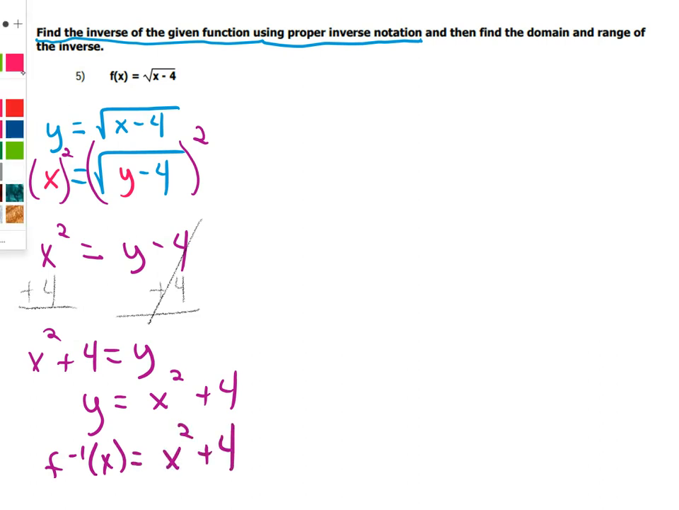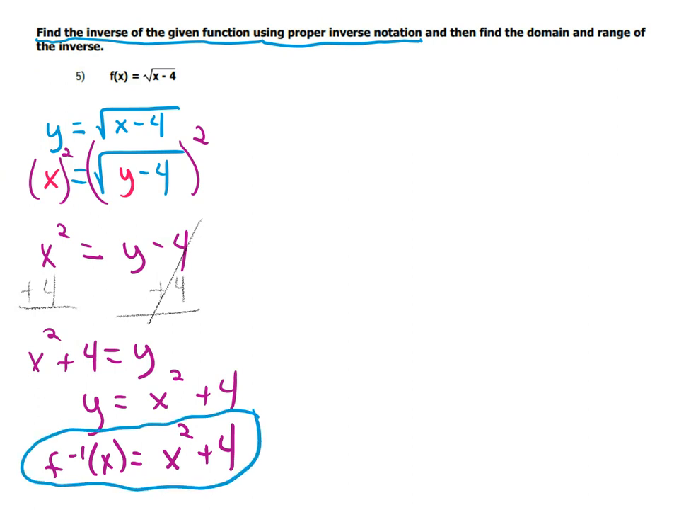So that is the answer to that first question, which was find the inverse of the given function using proper inverse notation. And then find the domain and the range of the inverse. Now, when I first look at this, I'm thinking, hey, this is a smiley face parabola. It only has an x squared and a constant. There is no x in it. So this is one of those that just gets transposed, and it's transposed up 4, so it looks like this.